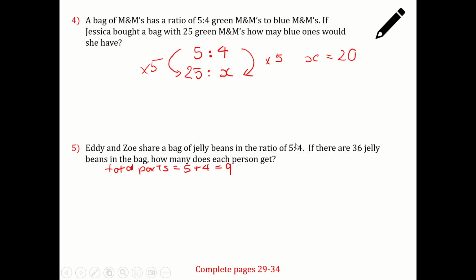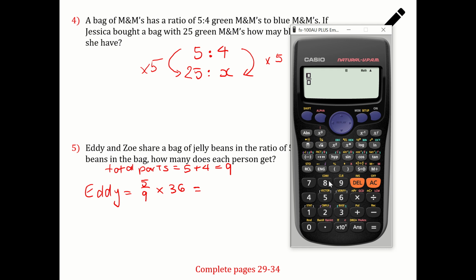Now, Eddie is the first person in the ratio, so Eddie gets 5 out of those 9 parts. And Zoe is the second person in the ratio, so she gets 4 out of those 9 parts. So let's have a look at Eddie first. So again, Eddie gets 5 out of those 9 parts. So we want to know what 5/9 of 36 is. Remember, when we say of in mathematics, we mean times. Okay, so I want to go 5 over 9 and times it by 36 because there was 36 jelly beans that are being split.